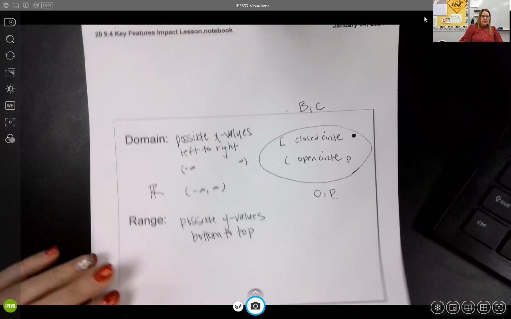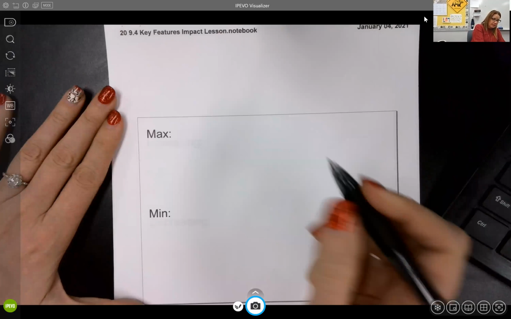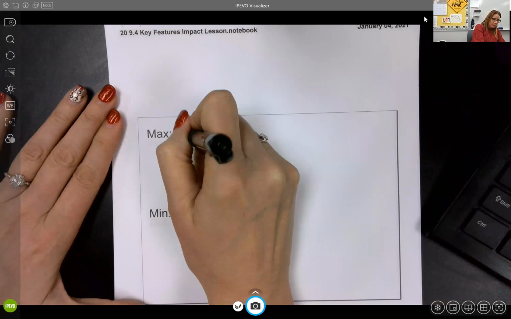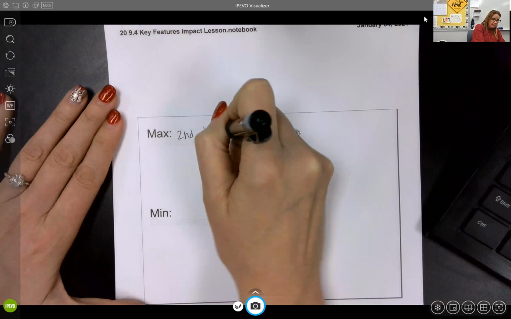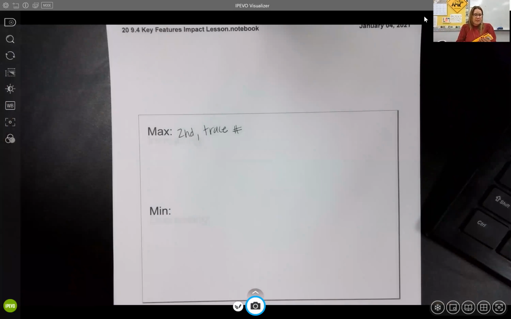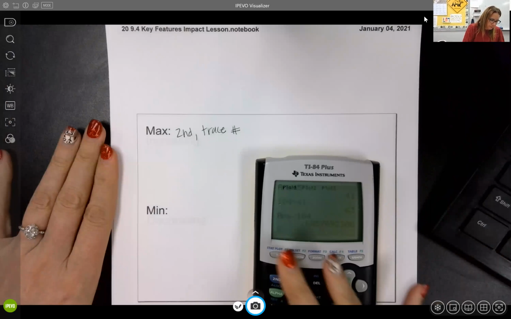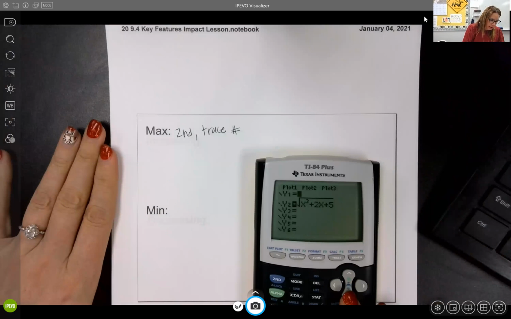Okay. Then we have our max or our min. This is going to be in the calculator. We're going to hit second trace number 3 or 4. Okay. So in our graphing calculator, if we look at this, we'll enter the equation in y1. Okay.